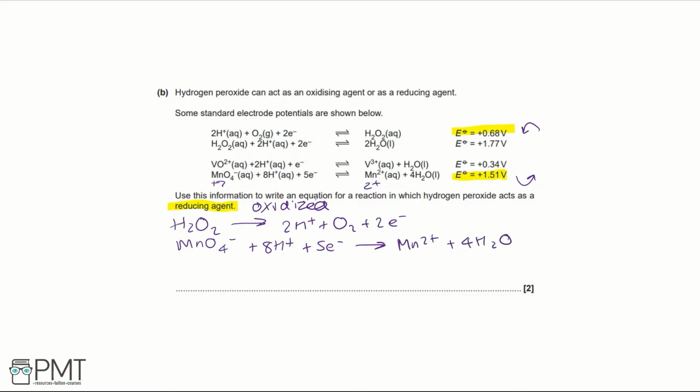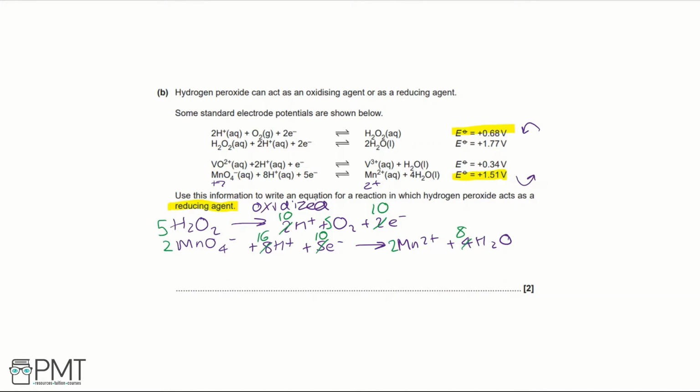Next, we need to scale our electrons. We do this by making sure that they're the same number. So we would have to multiply our hydrogen peroxide equation by 5 so that we get 10 electrons, 5 oxygens, 10 H+, and 5 hydrogen peroxides. And then we multiply our manganese equation by 2 so that we get 10 electrons and 2 MnO4-, 16 H+, 2 Mn2+, and 8 waters or H2Os.